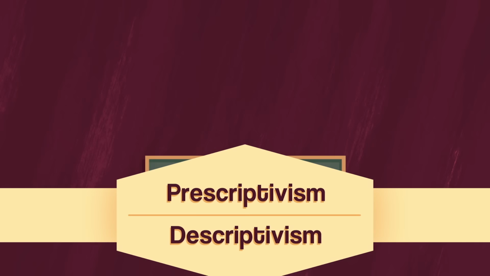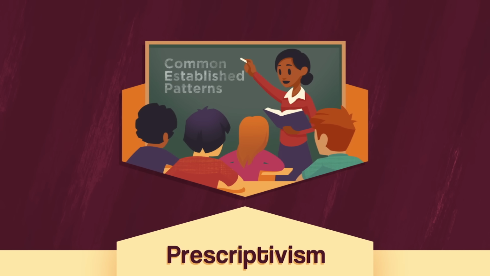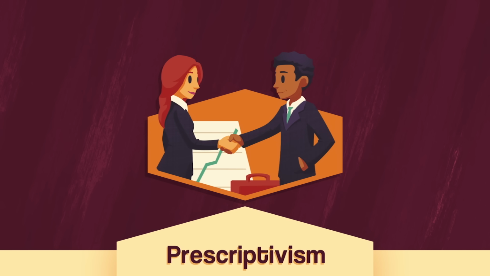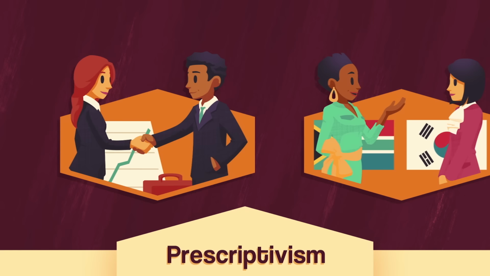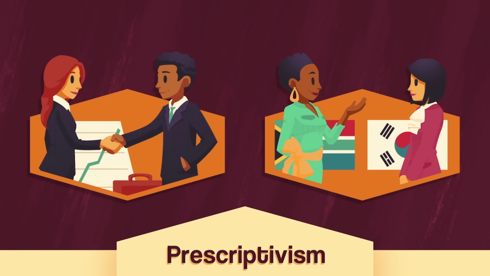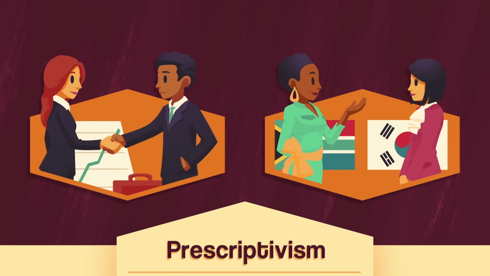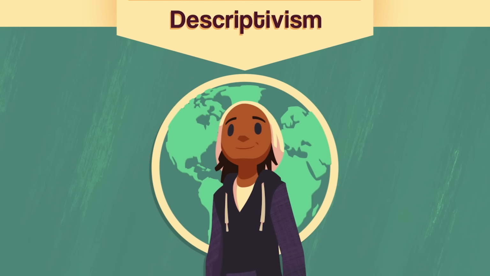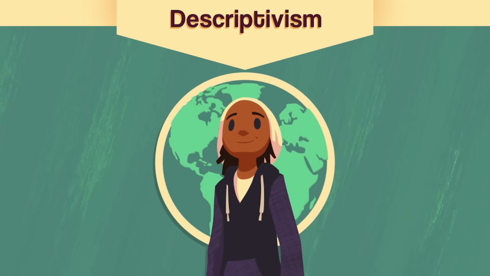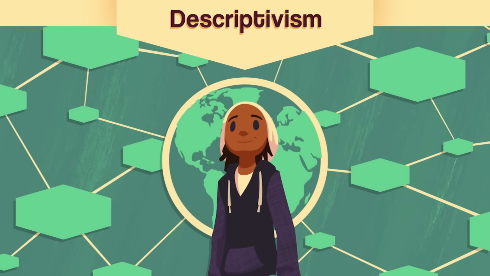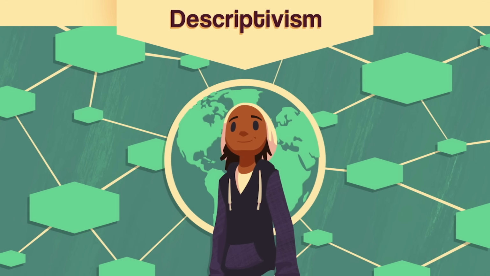At its best, prescriptivism is useful for informing people about the most common established patterns at a given point in time. This is important not only for formal contexts, but it also makes communication easier between non-native speakers from different backgrounds. Descriptivism, on the other hand, gives us insight into how our minds work and the instinctive ways in which we structure our view of the world.